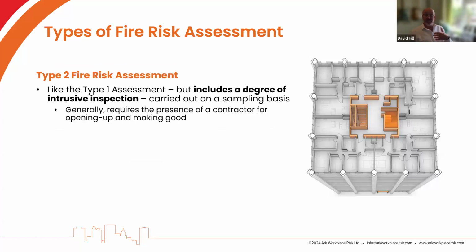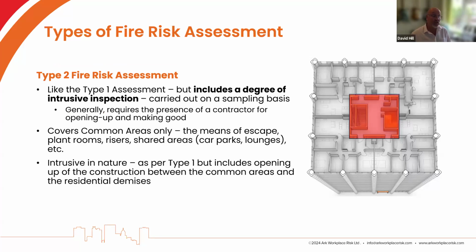Type two is very similar to a type one in respect of its scope, but it does have a degree of intrusivity. We will start looking at the walls, and it generally requires a contractor to be involved to open up or make good. It's probably the least used type of fire risk assessment because it doesn't really provide us with too much information other than the fact that the means of escape is protected, and we are certain that the separation between the flats and the common areas is there.